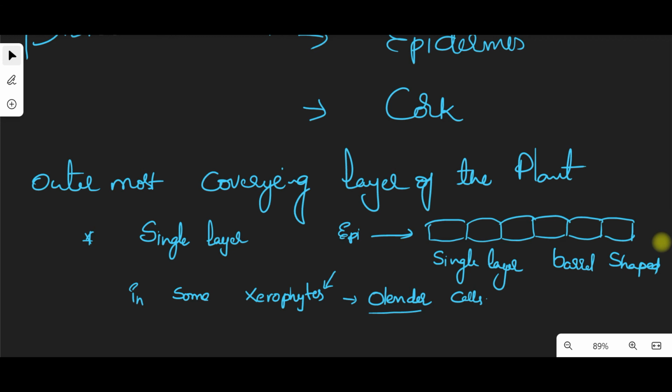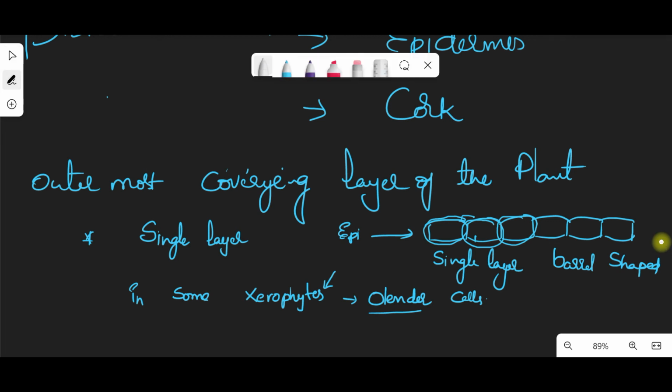Okay. Now, as I mentioned, they are barrel-shaped cells. The shape of the cell is barrel-shaped. And they don't have any spaces between one cell and another cell. No intercellular spaces are present between them. They are tightly packed, closely packed, without intercellular spaces. They are very closely and tightly packed cells.